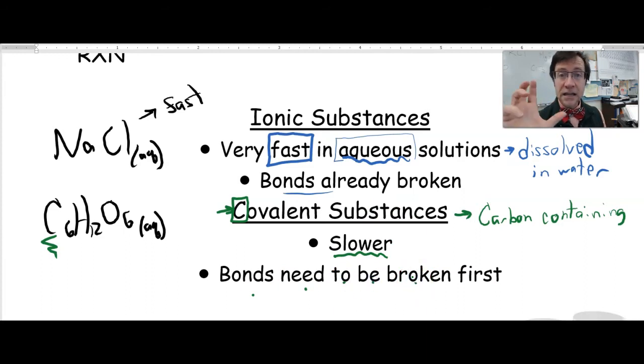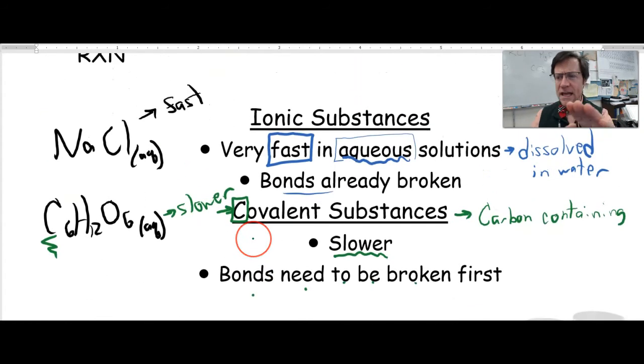So ionic substances in an aqueous solution, bonds are already broken. The reaction happens almost instantaneously, like fast. But for a covalent substance, the bonds are not broken when they dissolve. So there has to be a collision that's strong enough to break those bonds. So this is going to be slower. You got it? I hope you get it. We're moving on.